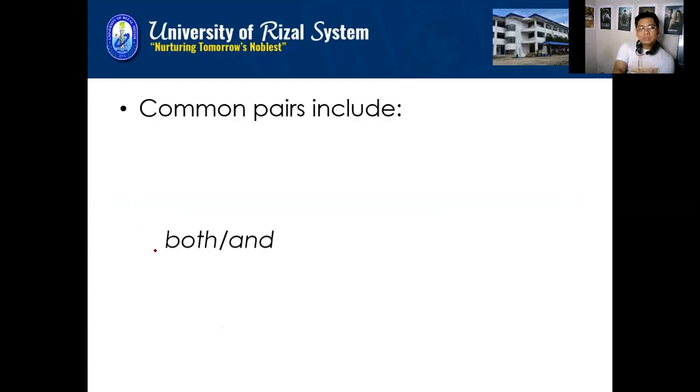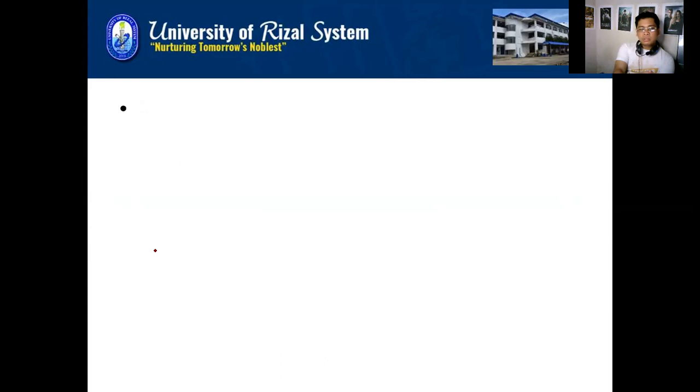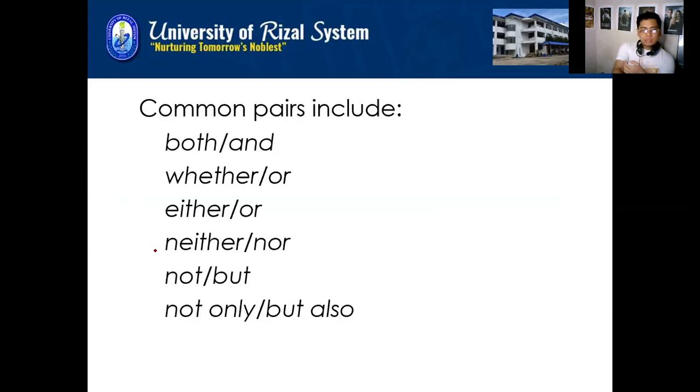common pairs include both and, whether or, either or, neither nor, not but, not only but also. Okay, so those are the different correlative conjunctions. Although some of them are already mentioned in coordinating conjunctions, such as neither nor and either or.